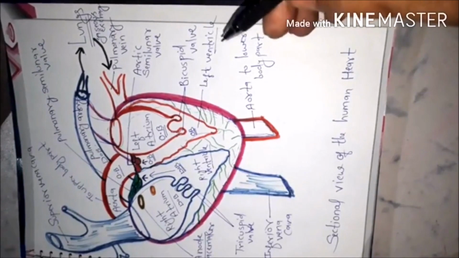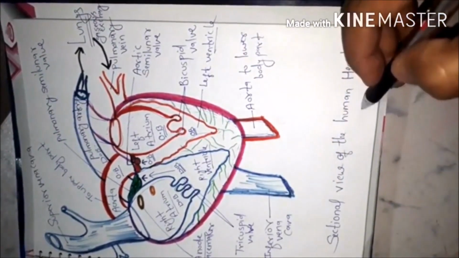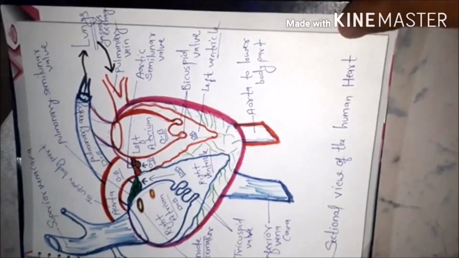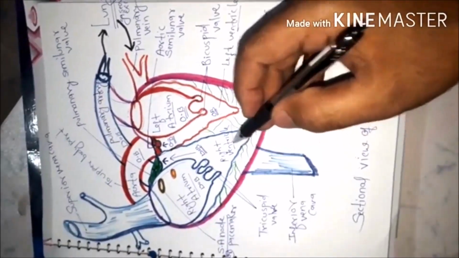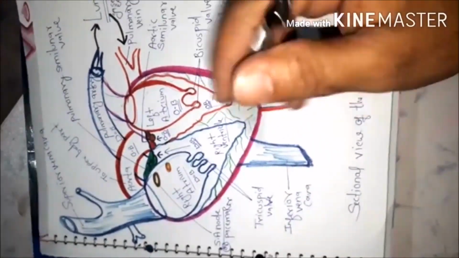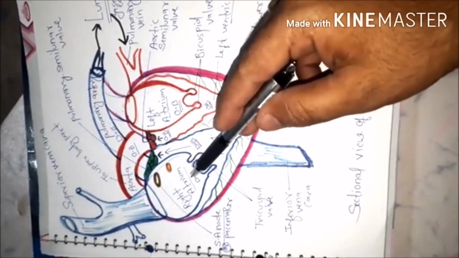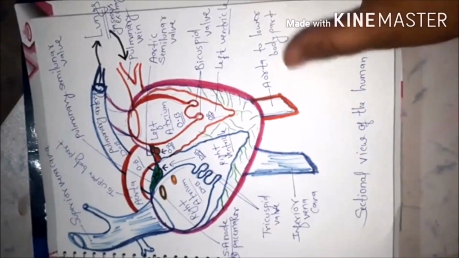Today I am going to discuss the sectional view of the human heart. In this diagram, as we know, the human heart has four chambers: two atria and two ventricles. Right atrium, right ventricle, left atrium and left ventricle.